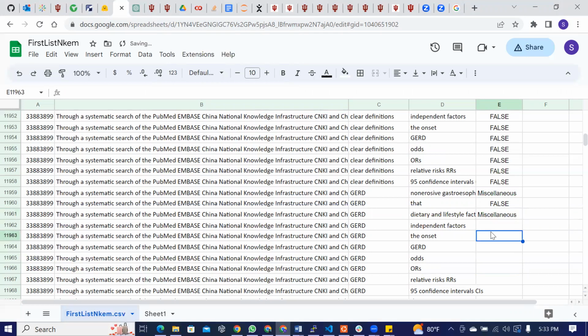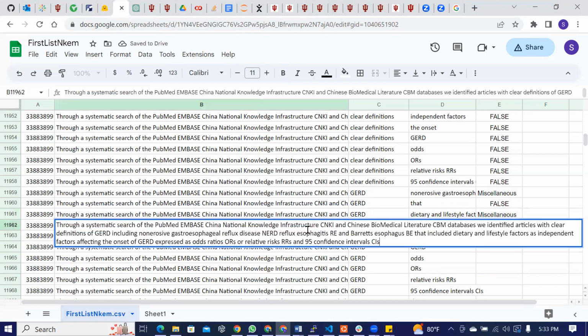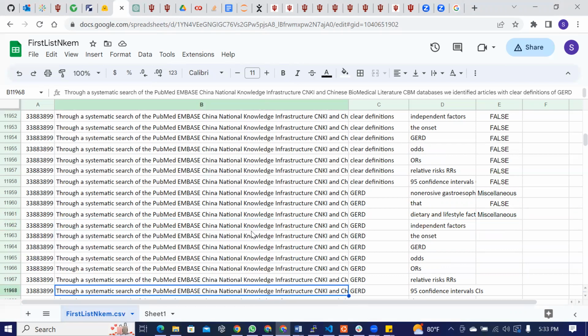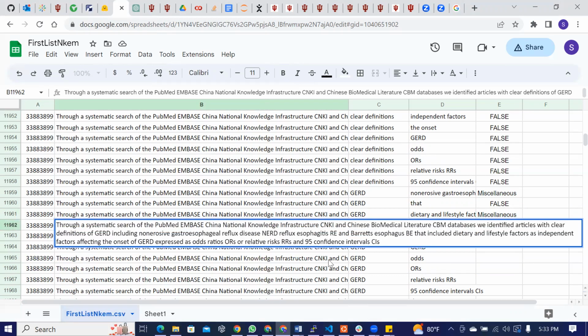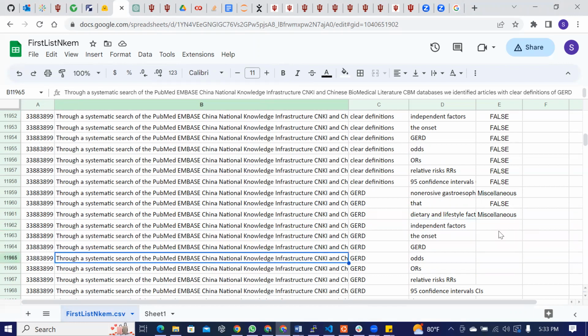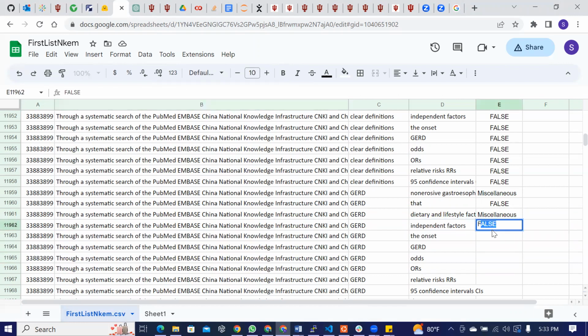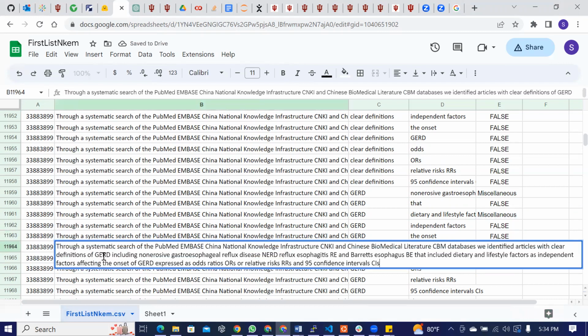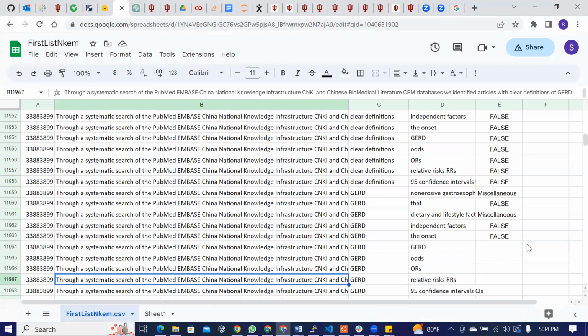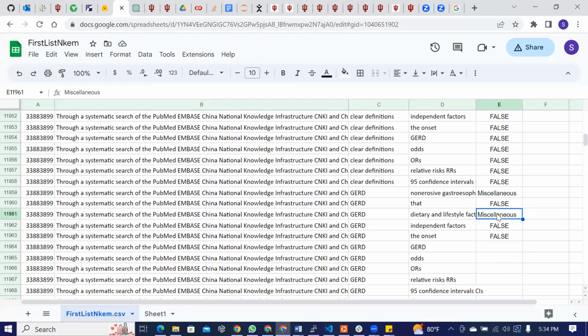Look at the independent factors. Imagine you're drawing a knowledge graph and you see GRD and independent factors. Like, what are independent factors? You don't want that inside, so you remove it, false. GRD onset, no. GRD and GRD. Now look at the two GRDs. You can put this as miscellaneous or false, depending on what you want to do, but I'd rather put it as miscellaneous.